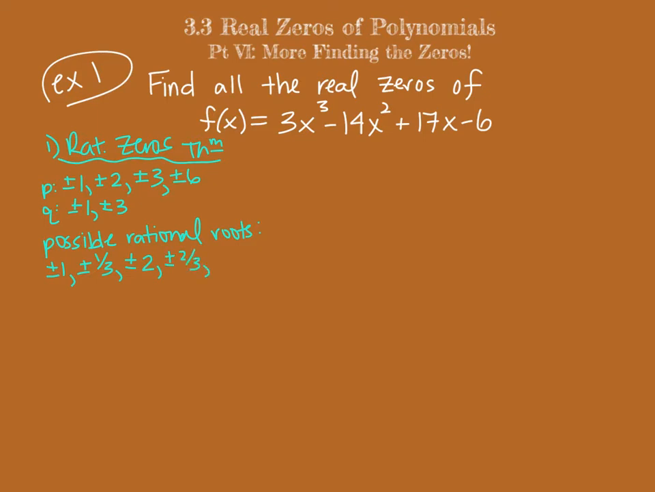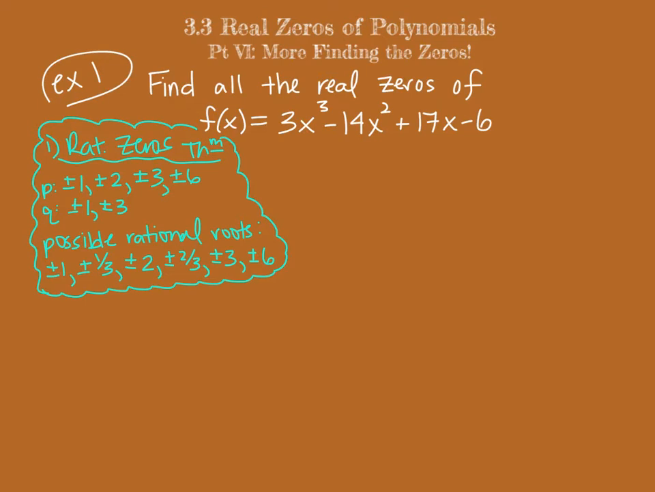Then move on to the 3. 3 over 1 is 3, and then 3 over 3 is 1, and we already have a 1, so we don't need to relist it. Then we move on to the 6. 6 over 1 is 6, and then 6 over 3 is 2, and we already have that. So we have 1, 2, 3, 4, 5, 6 times 2 because they're both plus or minuses. So we have 12 possible rational roots. Now realize this only gives us the possible rational roots. So if one of the roots is rational, it will be one of those 12 values there.